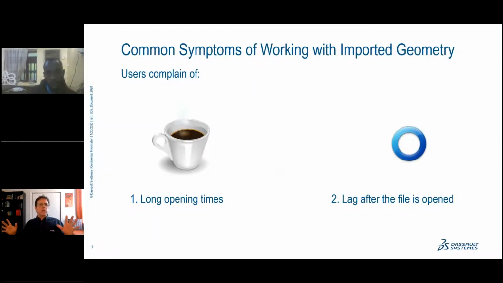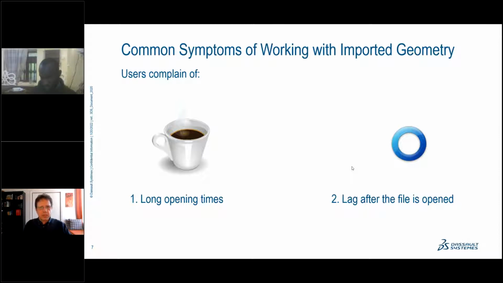Now, when you deal with imported geometry, usually there are two complaints from users. Either the assembly file where I'm using imported geometry takes a long time to open, or after I open the assembly, I click on something and I wait. I add a mate and I wait. I change a window from the assembly to a part and back, and I wait 20 seconds, a minute or more. So this is even worse, right? These are usually the two complaints that we hear.